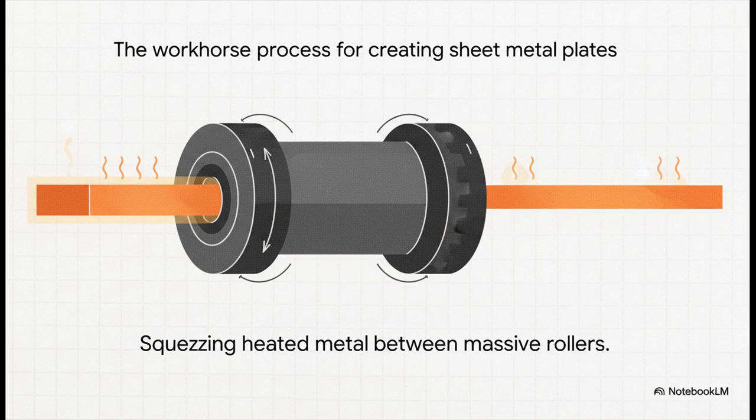Then you have rolling, which is an absolute workhorse process. This is how we get the vast majority of our sheet metal, plates, all that stuff. It's kind of like a giant industrial rolling pin. A heated slab of metal gets passed between these two huge rollers, and they just squeeze it down to the exact thickness needed. It's simple, it's super effective, and it happens on a truly massive scale.